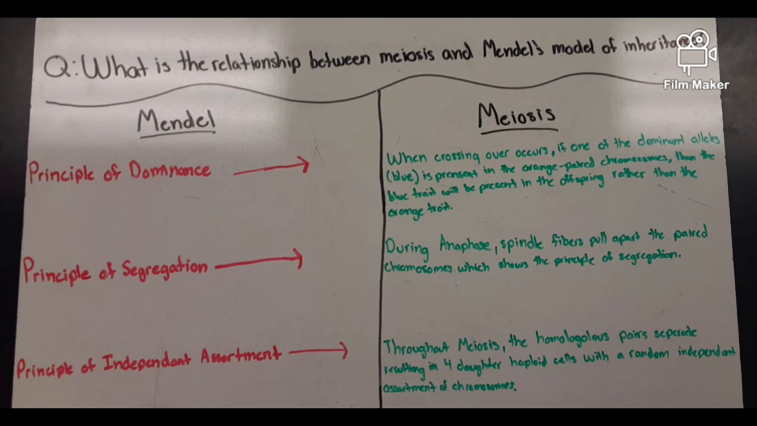Mendel created three principles: principle of dominance, principle of segregation, and principle of independent assortment. All three principles are represented within meiosis. Dominance versus recessive genes are exhibited when there is a crossing over of chromosomes in prophase I. Segregation occurs as spindle fibers pull each homologous chromosome to the opposite ends of the cell. Finally, the independent assortment of genes occurs as homologous pairs separate through meiosis I, resulting in haploid cells that have a random independent assortment of chromosomes.